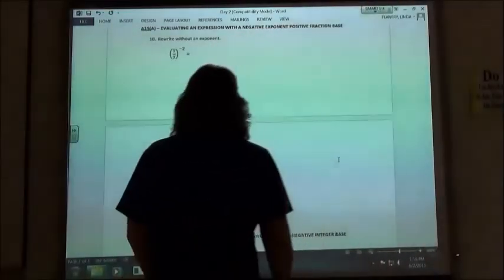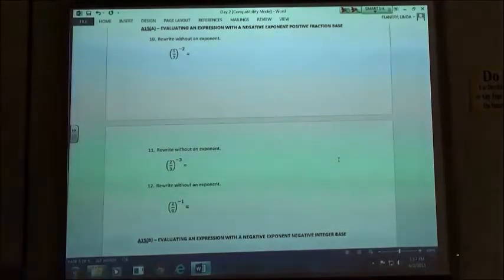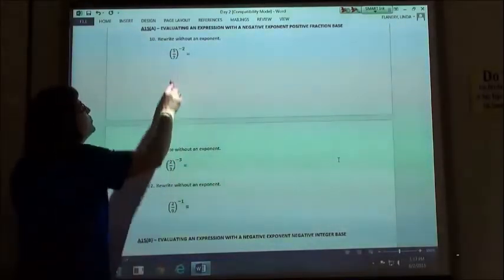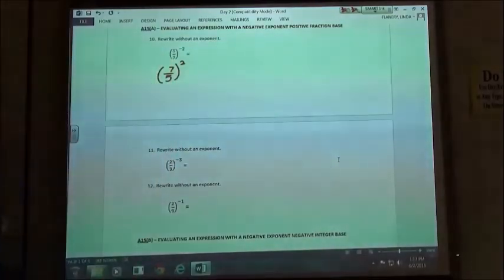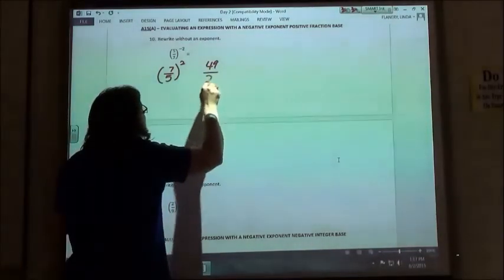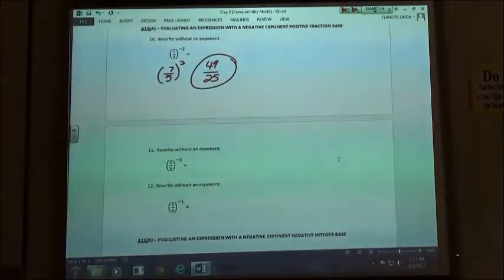All right, evaluating an expression with a negative exponent. A negative exponent means you have to do the reciprocal of the base to make your exponent positive. So if I happen to have a fractional base, the reciprocal of 5/7 would be 7/5. That makes my exponent +2 instead of -2. Then I can square that. 7 squared is 49, and 5 squared is 25. So 7/5 squared is 49/25.